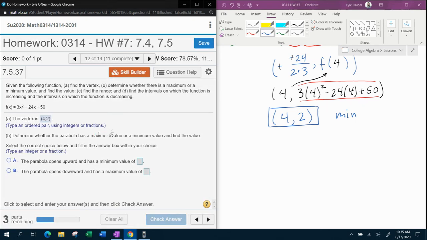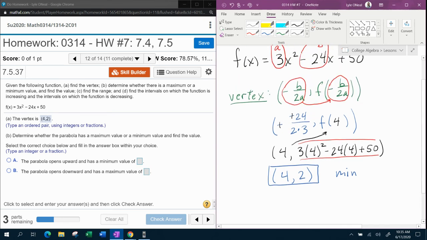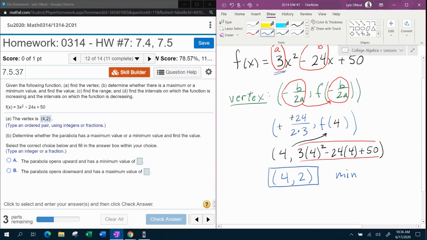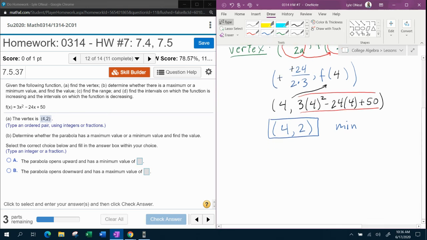Good. Determine whether the parabola has a maximum or a minimum. Well, the calculator just said it's a minimum, but what if I didn't have the ClassWiz? How would I know that? Well, it comes from knowing that A is 3, and anytime your value of A is greater than 0, that indicates that your parabola opens up. Okay, so you're going to have a parabola that opens up, and the vertex will be the lowest point on the graph. And so that's another way that we know the vertex is a minimum.